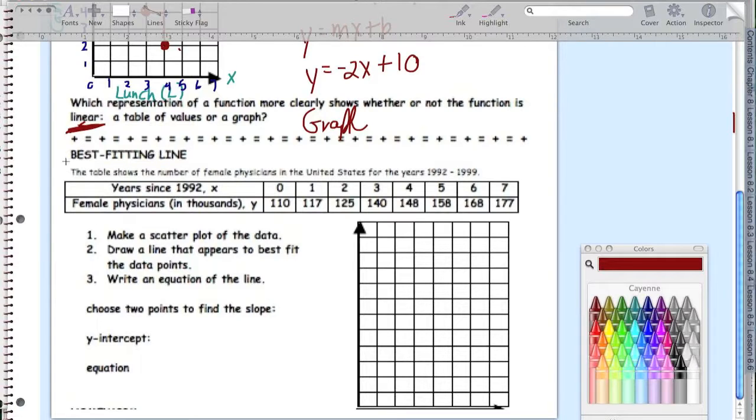So this one's going to be a little bit different. And what we're going to do is we're going to make a best fitting line for this. So they want us to make a scatter plot of the data. Okay, so on my x-axis, I'm going to put years since 1992.